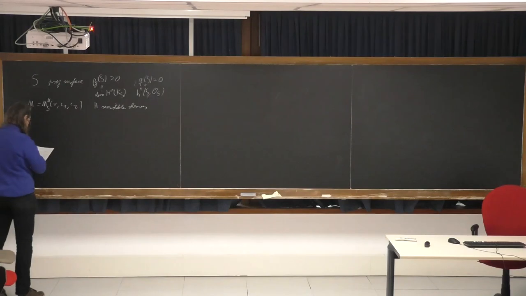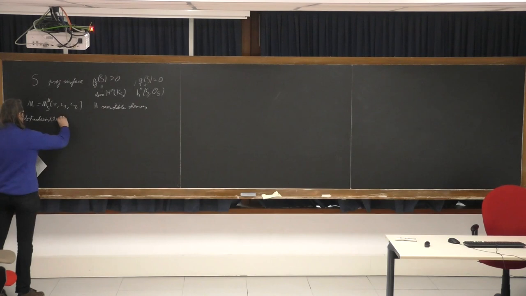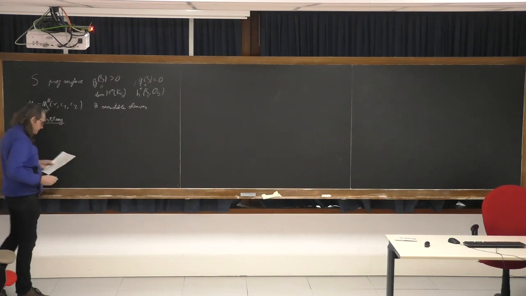Vector dimension, which has to do with obstruction theory. So I think we recall what I said about that. So I just say the journal.